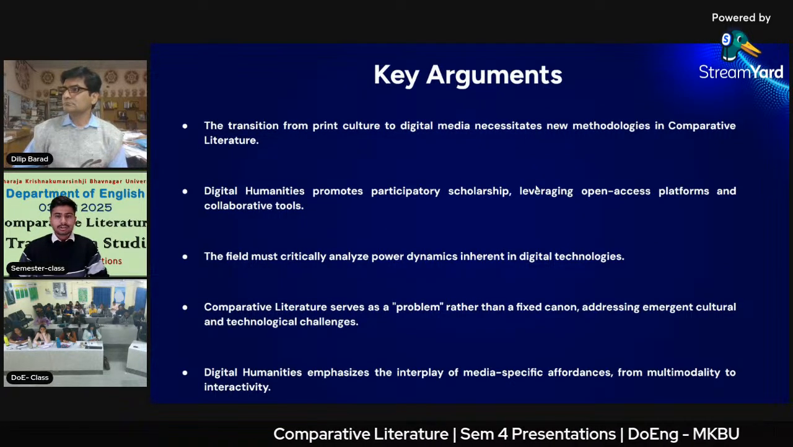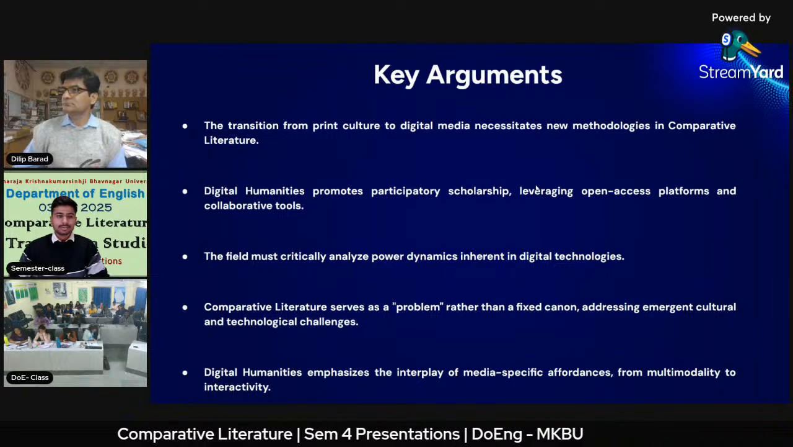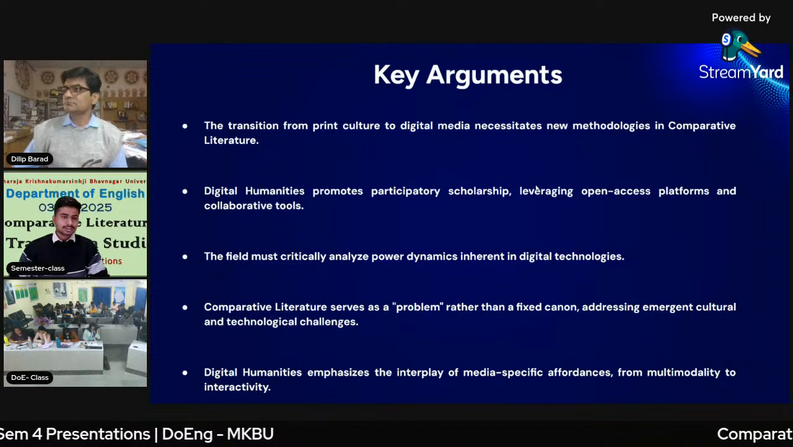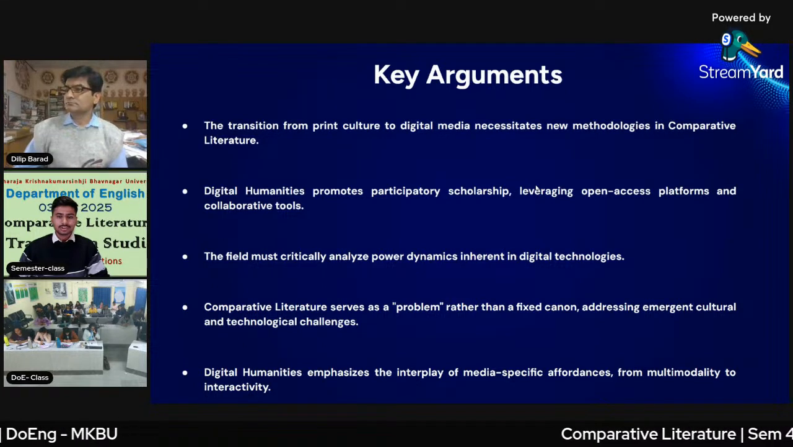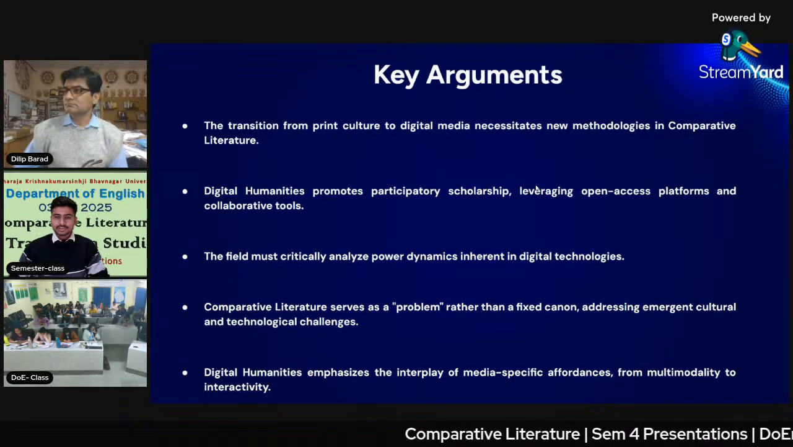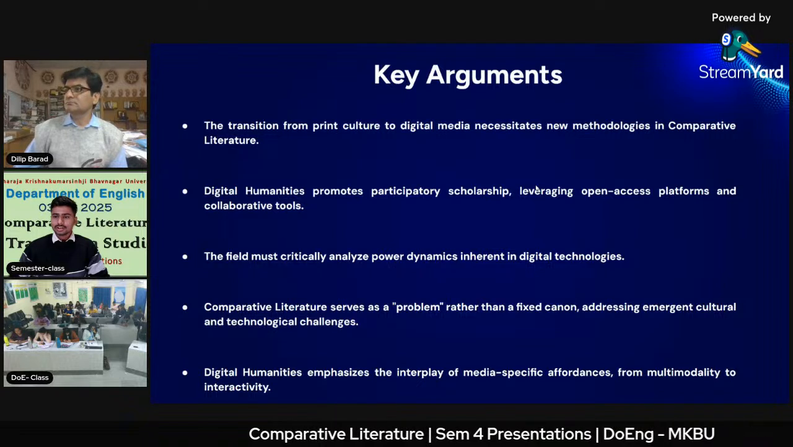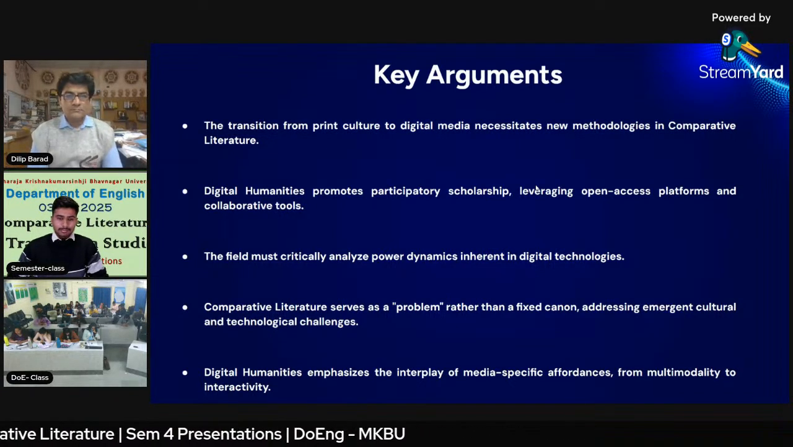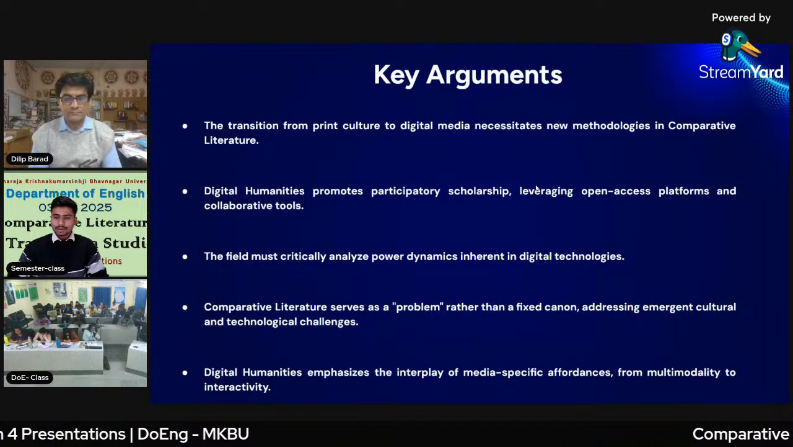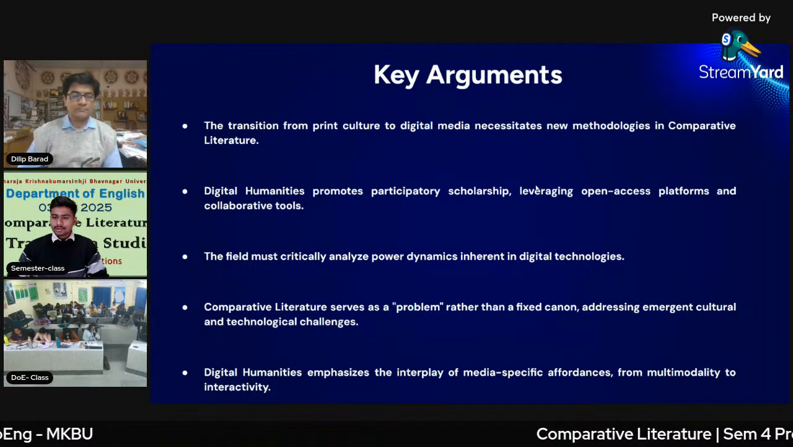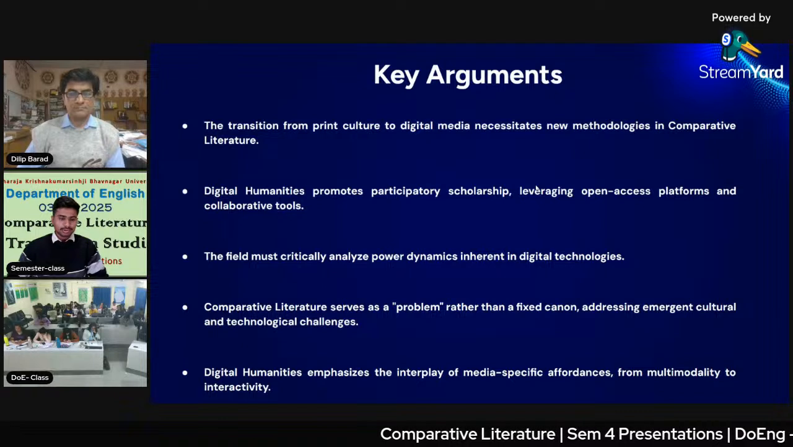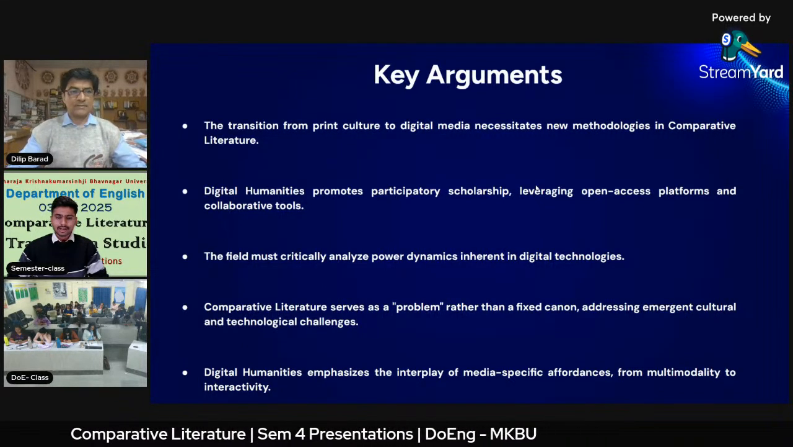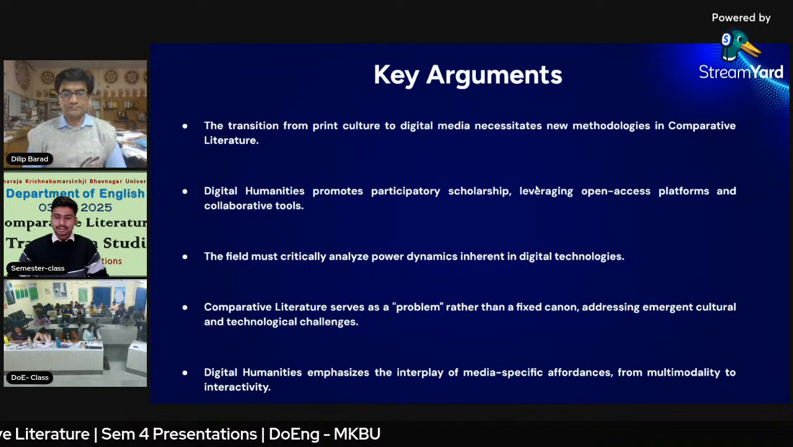Todd Presner's key argument in this article: the translation from print culture to digital media necessitates new methodology in comparative literature. Digital humanities prompts participatory scholarship, leveraging open access platforms and collaborative tools. The field must critically analyze power dynamics inherent in digital technology.